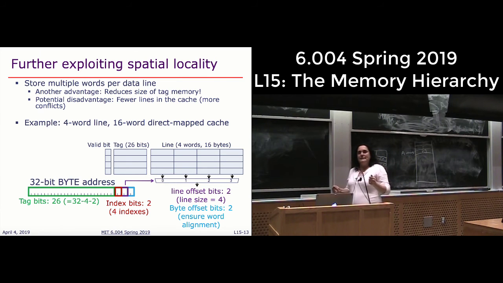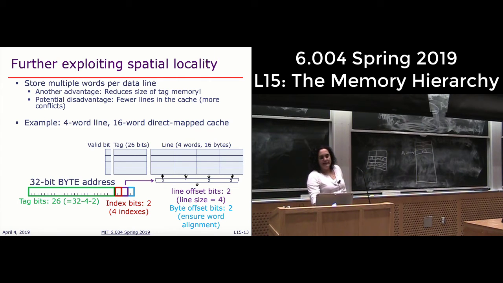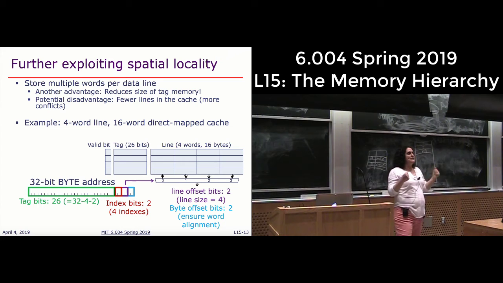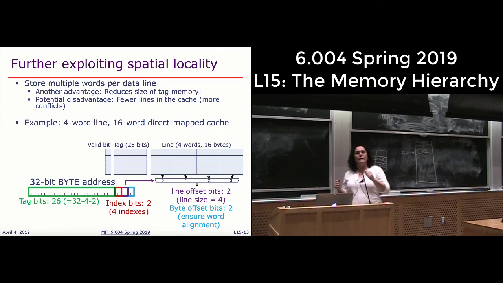Okay? The second benefit is that as far as how I'm making use of my memory, I'm now storing a tag field for every 4 words of data instead of for every word of data. Okay, so I can use my cache memory more efficiently. The disadvantage, however, is that as I have more words per line, if the capacity of my cache is a fixed size, then the number of lines that I have is going to shrink. And so that might mean that I might start to get more conflicts because I can't store as many different regions of memory in my cache at the same time.